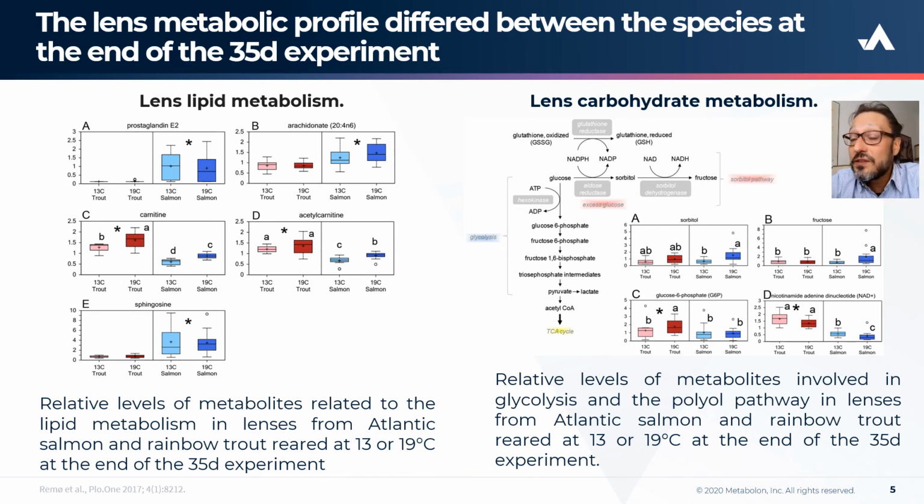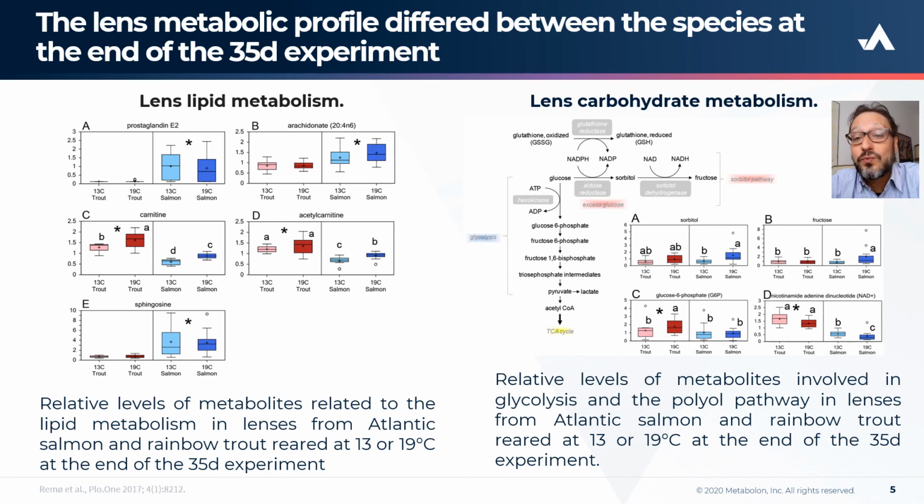Now, as you can see on the right, osmotic cataracts have also been associated with elevated plasma glucose concentrations in Atlantic salmon. And the plasma glucose concentration was significantly higher in Atlantic salmon reared at 19 compared to 13 degrees.